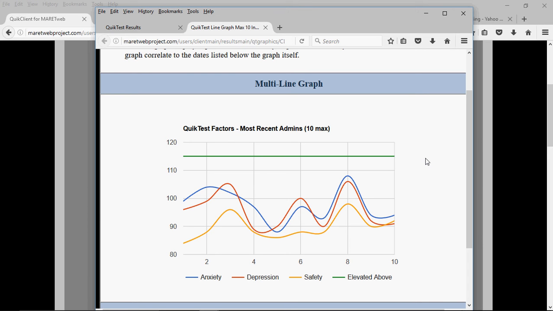And explain to the client that QuikTest changes on a very regular basis. Changes daily, can change in the same day with a phone call from someone, and it can spike up or drop. Person might have extreme anxiety because of a financial situation. They get a phone call that they're going to be able to get the money they need. You would see an immediate drop in their anxiety score or their depression score, whatever score was elevated.